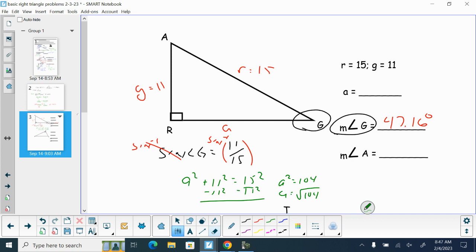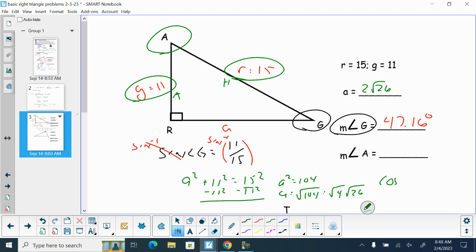See, a perfect square factor would be 4. Square root of 4, square root of 26, so we have 2 square root of 26. For the measure of angle A, which trig ratio relates angle A to the two sides we know? This is adjacent, this is hypotenuse, so the cosine of angle A is equal to 11 over 15.